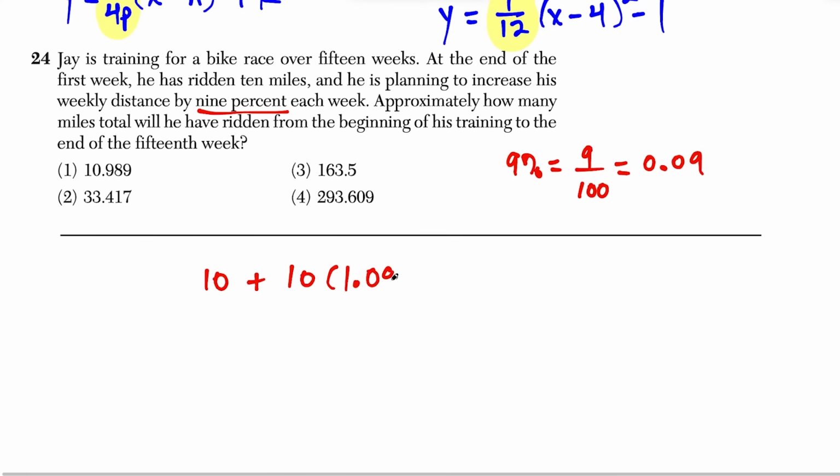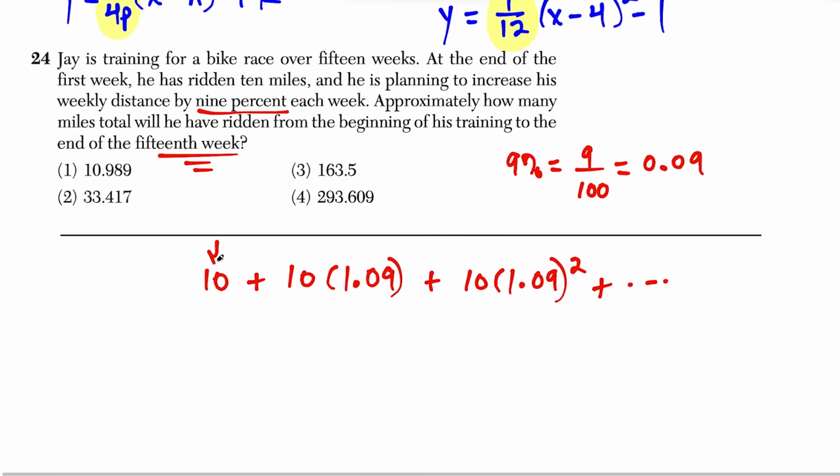But now increased by 9% would be this. But then the following week would be 10 times 1.09 to the second power. And this would go on. And the actual question here is approximately how many miles will he have ridden from the beginning of his training to the end of the 15th week.